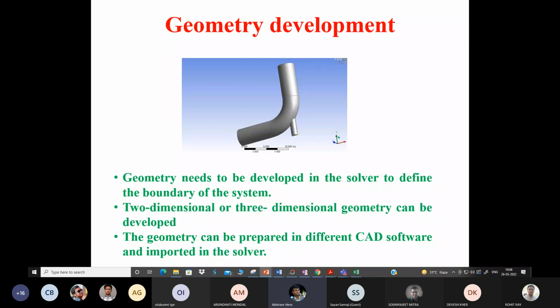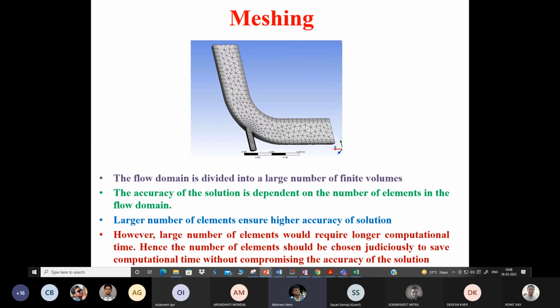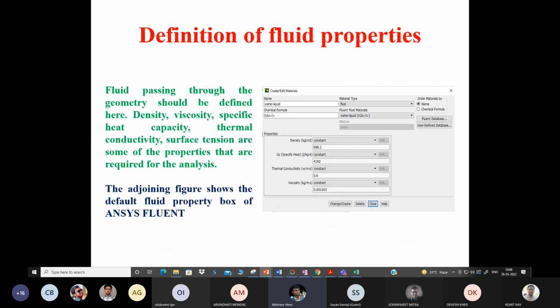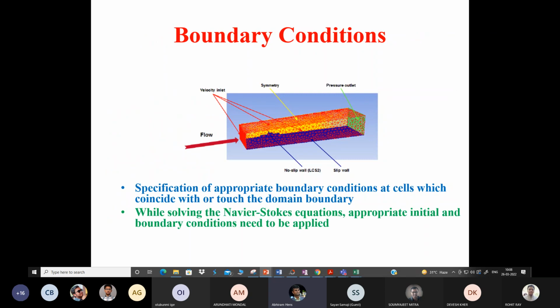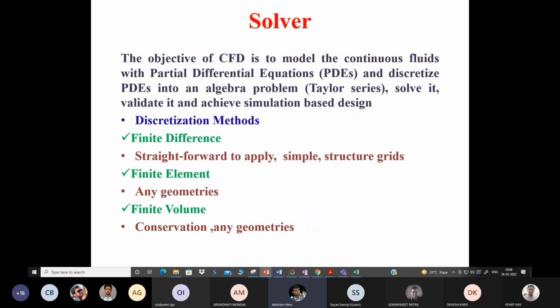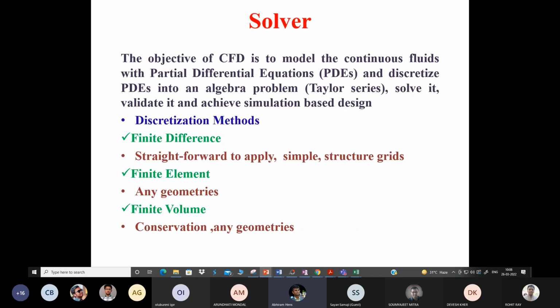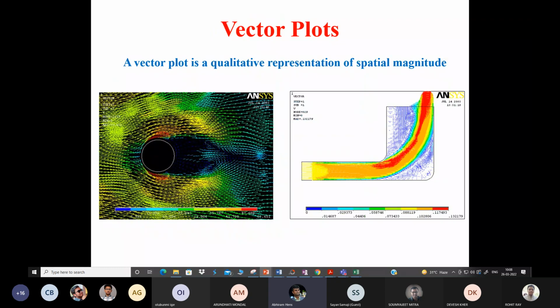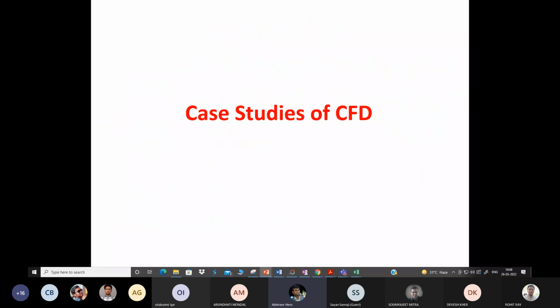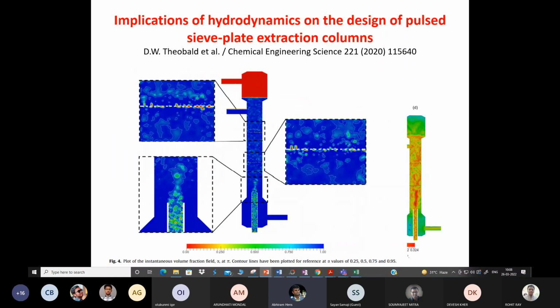Then what is pre-processing? This is geometry development, meshing, defining the properties of fluids, giving the boundary conditions, fixing the solver, and then post-processing. Today's lecture will be mostly focused, in a little bit of detail, on the solver part: how to fix the governing equation and then how to solve it. This is the post-processing part, how you can visualize the results. That was shown.